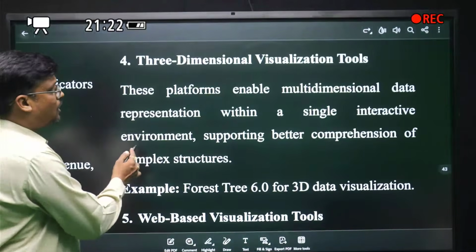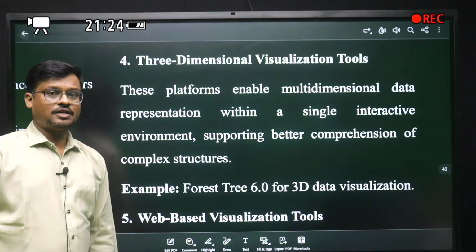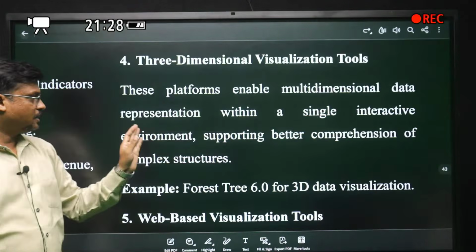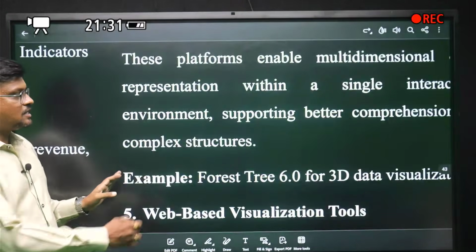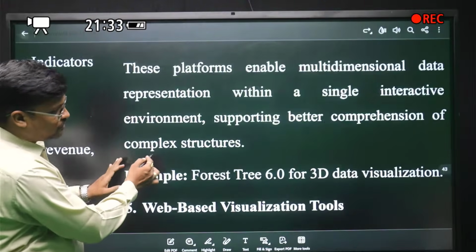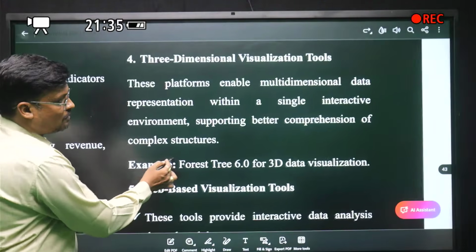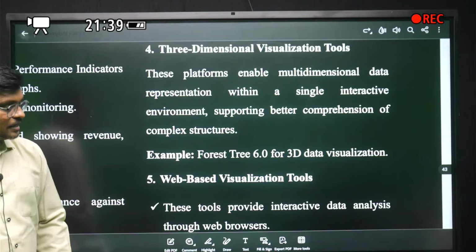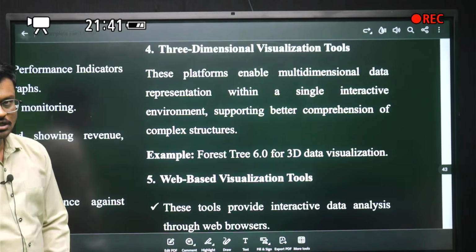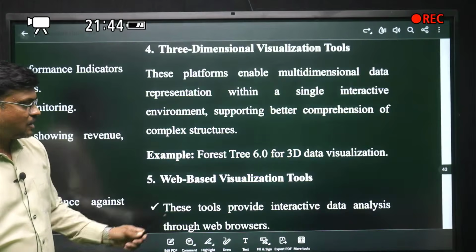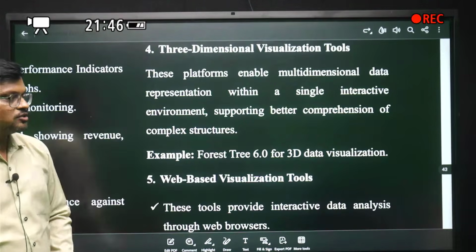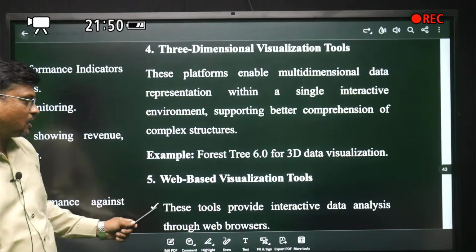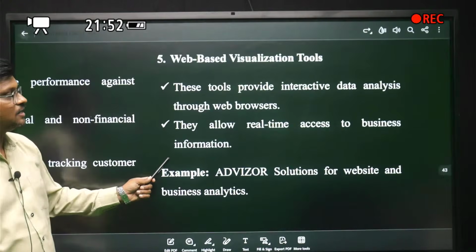Fourth one, OLAP, that is a three-dimensional visualization tool. These platforms enable multi-dimensional data representation within a single interactive environment, supporting better comprehension of complex structures. So we have multi-dimensional data representation in a single interactive screen. Example: Forest 3 6.0 for 3D visualization is one of the important tools which you can implement to get 3D visualization.